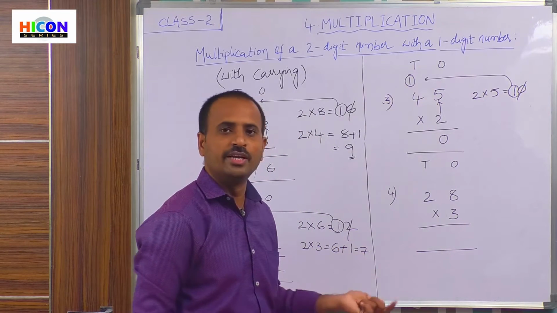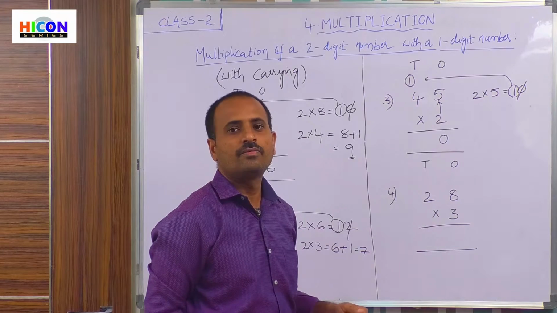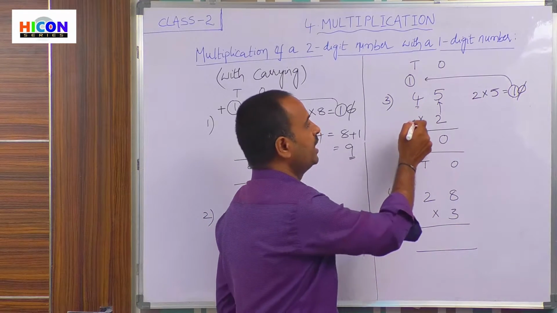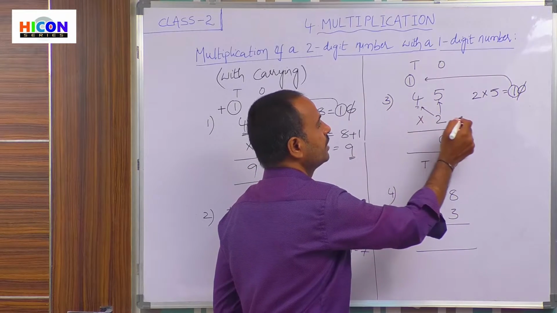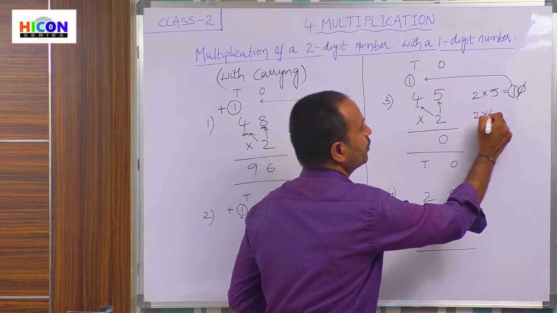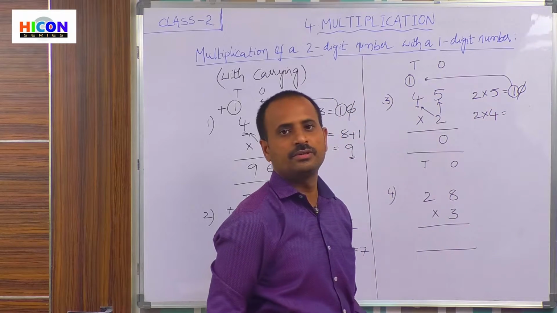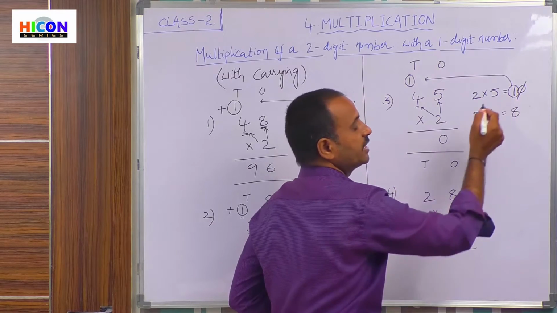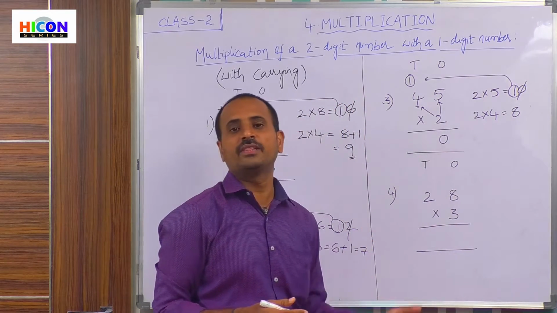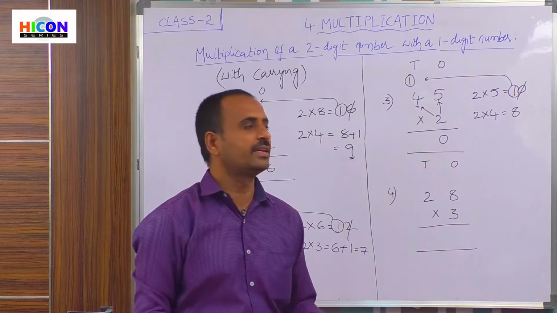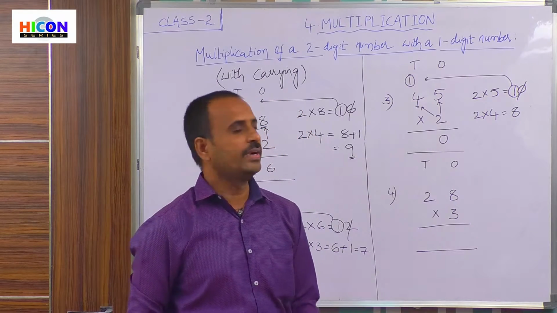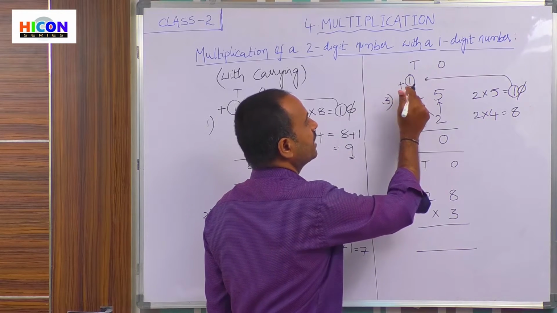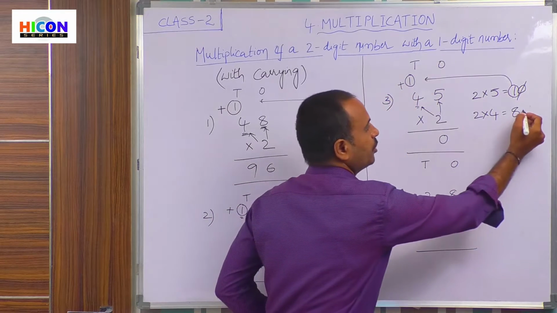So now do your multiplication with the tens place. What is the digit present in tens place? 4 is present in tens place. Multiply 4 with 2. That is 2 into 4. Children, 2 4s are how much? 2 4s are 8. And remember, children, if there is any carried number in that place, you have to add that carried number to the product. What is the carried number here? 1.